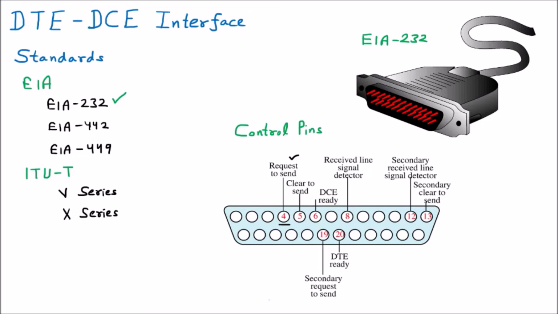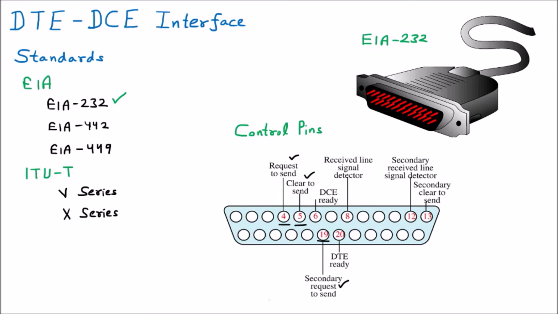But if that pin is not working, there is one more pin, pin number 19, which has the same operation: secondary request to send. Means if pin number 4 is not working, you can send the request through pin number 19. That is done by the system; it is not based on the user. If I send you the request and you say okay, no problem, then that is called clear to send. So pin number 5 is clear to send.